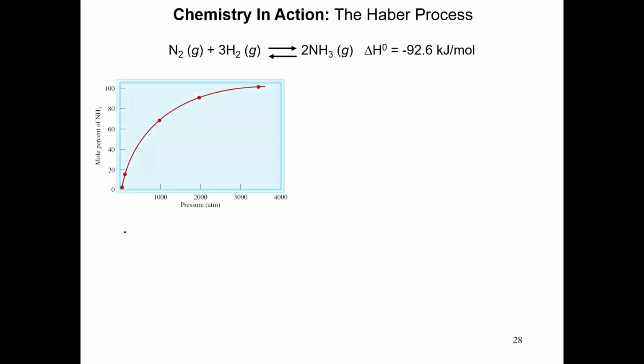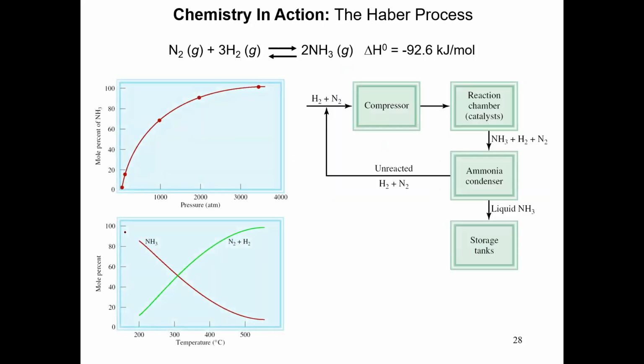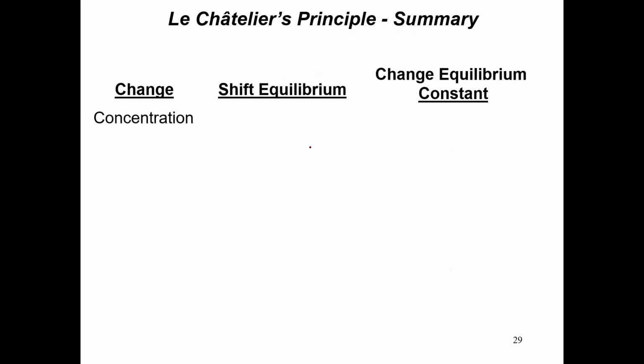The Haber process is another example. The delta H is a negative value, it has to be compressed, with a catalyst and an ammonia condenser. You take away the liquid ammonia, so you're removing the ammonia from it, and that drags the reaction in that direction. The remaining reactants get shifted back to go through the reaction again, and that's the Haber process.